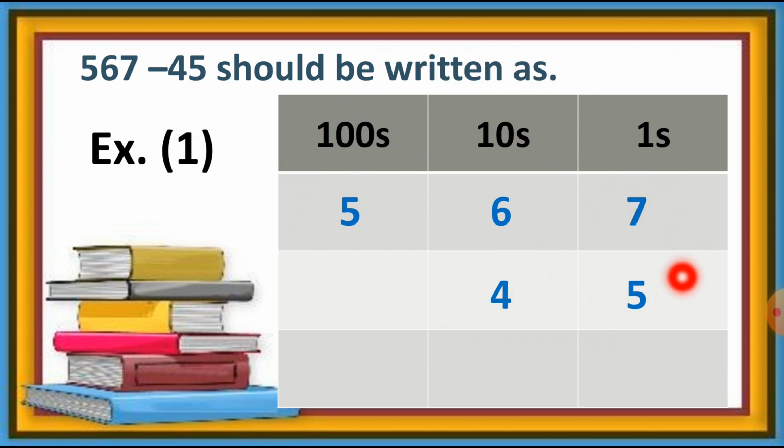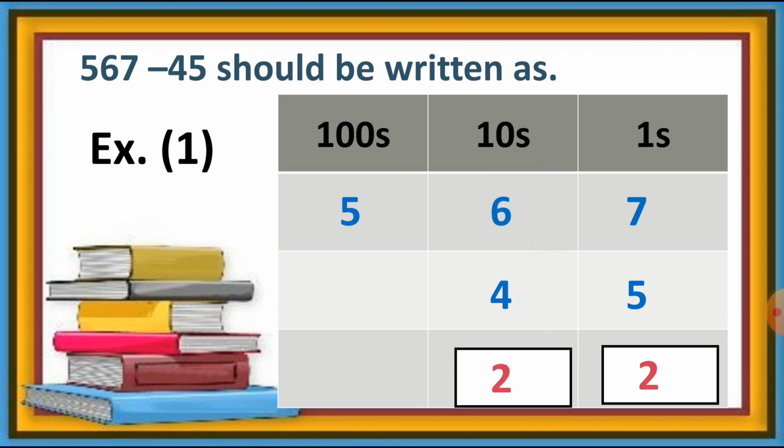Now we can subtract these sums. So let's start with the ones column. Here 7 minus 5 is equal to 2. Then let's move to the tens column. 6 minus 4 is equal to 2.